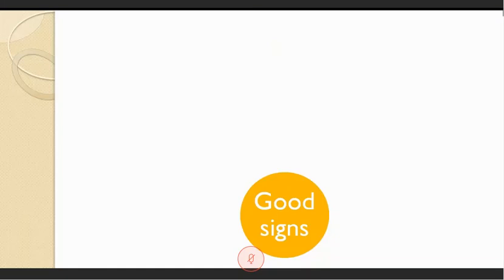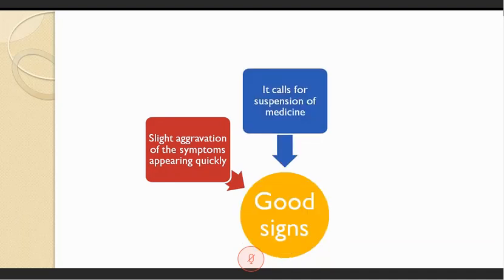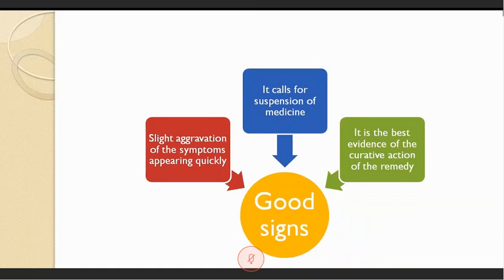So what are all the good signs then? The good sign is a slight aggravation of the existing symptoms, appearing quickly after giving the dose, which should disappear, followed by amelioration without producing any new symptoms. That is one of the good signs after prescribing. And it calls for the suspension of medicine. So if it happens, please wait. It is the best evidence of the curative action of the remedy. It shows the curative action of the remedy, then the cure follows.